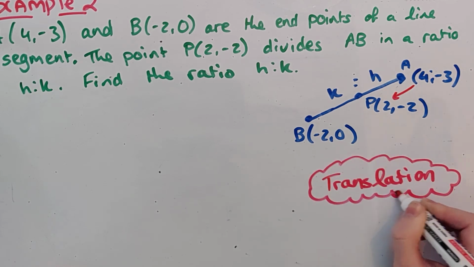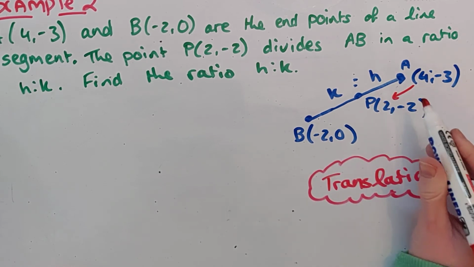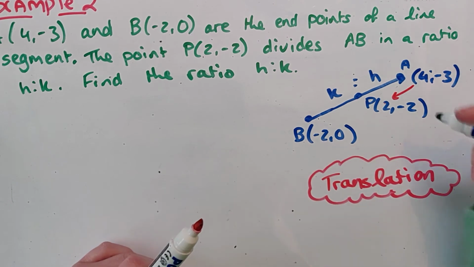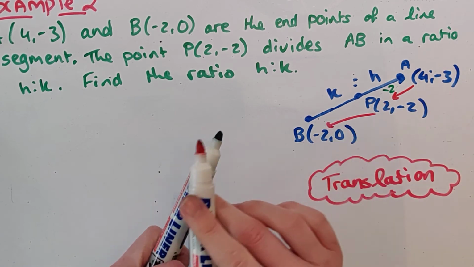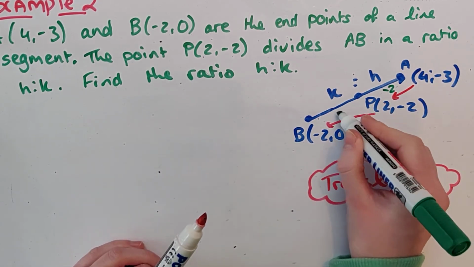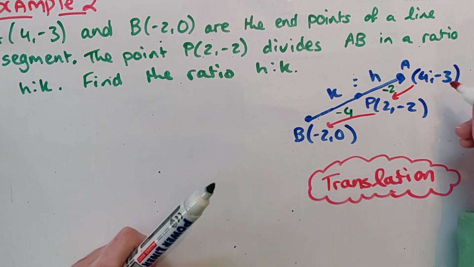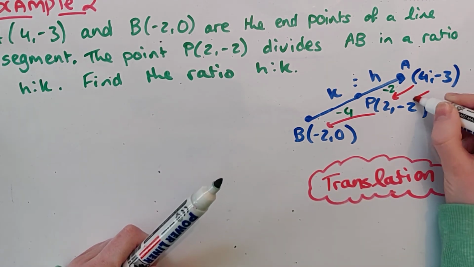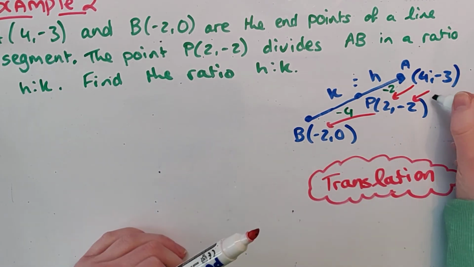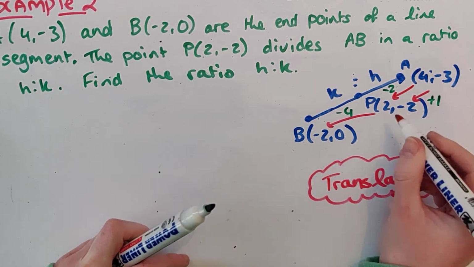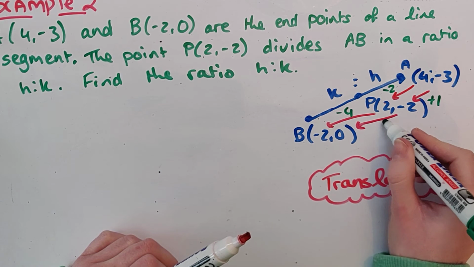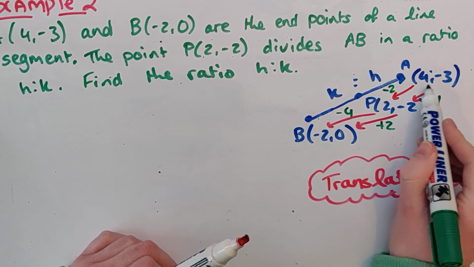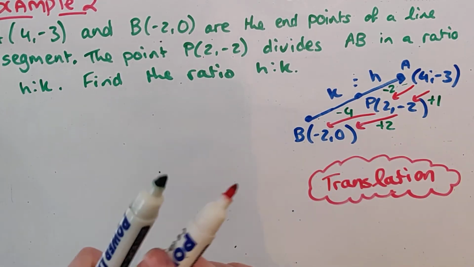Okay, an important word that we need to know. To get from 4 to 2, I know I need to minus 2. To get from 2 to -2, because I'm looking at my x value to my x value, I know I need to minus 4. To get from -3 to -2, I know I need to plus 1. And to get from -2 to 0, I know I need to plus 2. So now I have a ratio for my x and my y value.